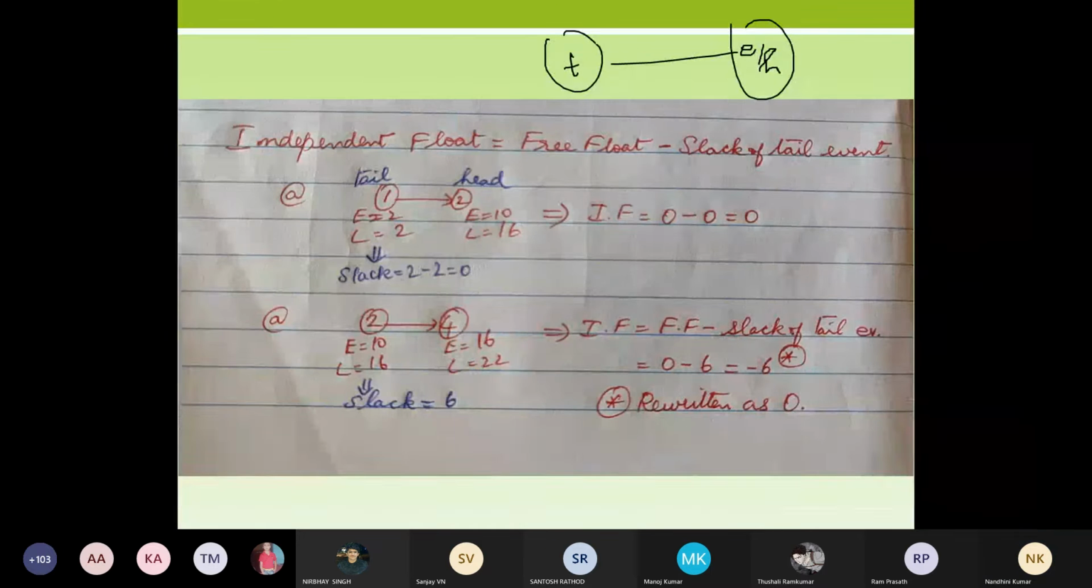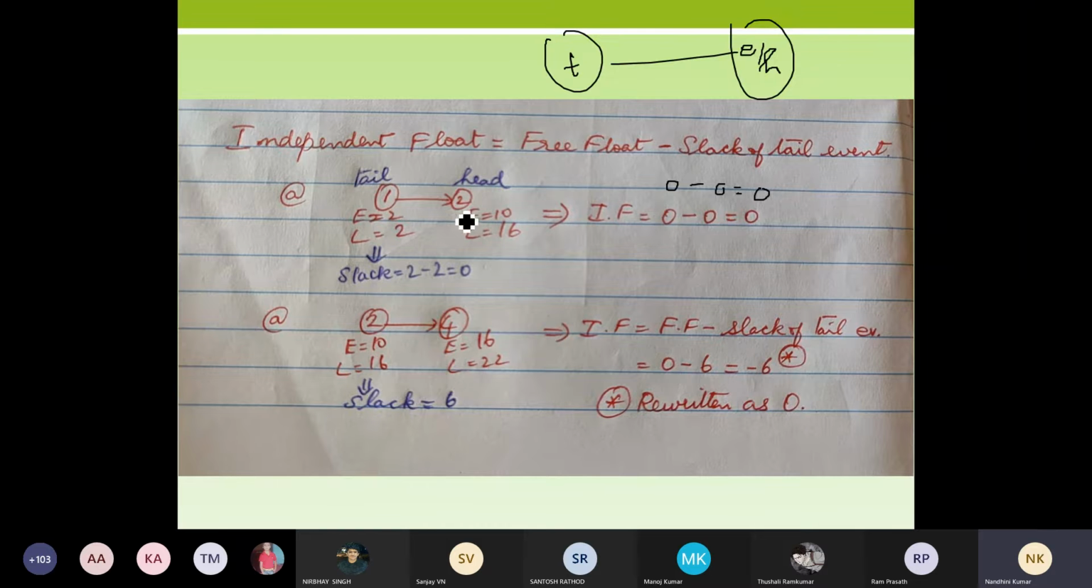So I know for my first to second activity it is 0 minus the slack of the tail event. So when I come to my tail event, it is 2 minus 2, my latest completion minus my latest start. That gives me 2 minus 2 is 0. So I can calculate it. Already I have my free float as 0. 0 minus 0 will give me 0. This is how I'm going to calculate my independent floats.